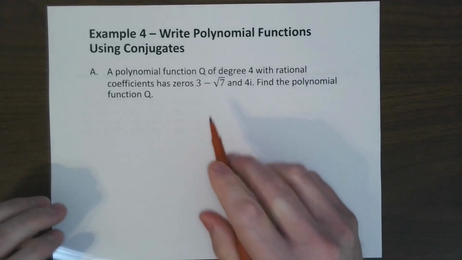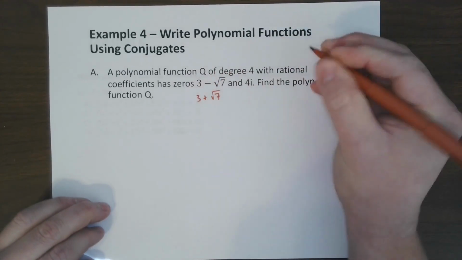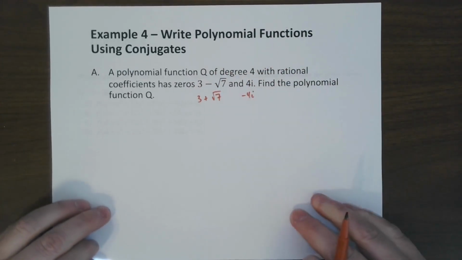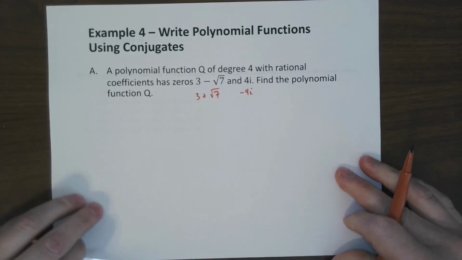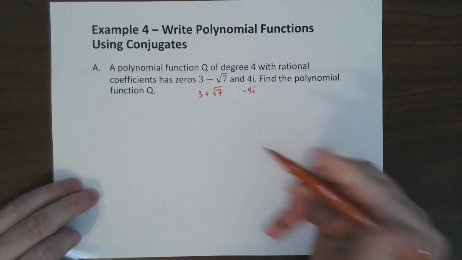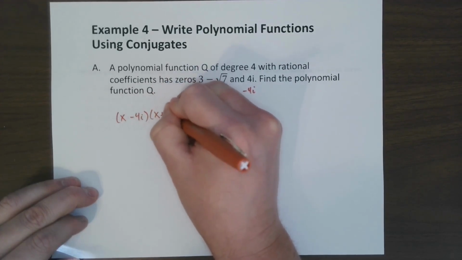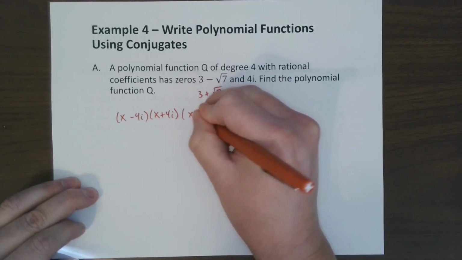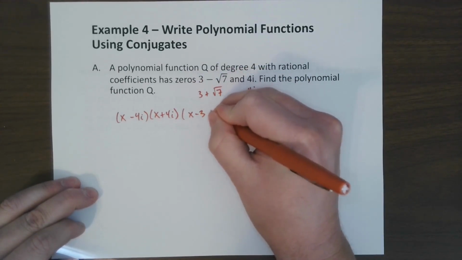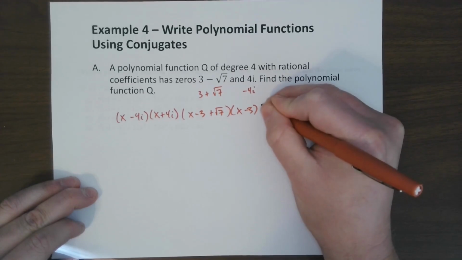Okay, we can do the same thing with radicals. So same story. This would be 3 plus radical 7, and this would be negative 4i. And we know it's a degree of 4 because we have 4 of these. So I'm not going to bore you too much, but I do want to show that method. So x minus 4i, x plus 4i. The reason I do that first is because it's a single term. And then x minus 3 plus square root of 7. And then x minus 3 minus the square root of 7.